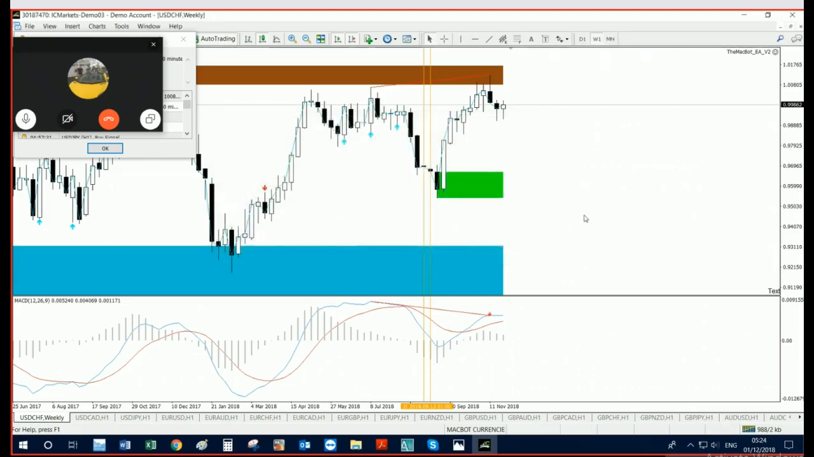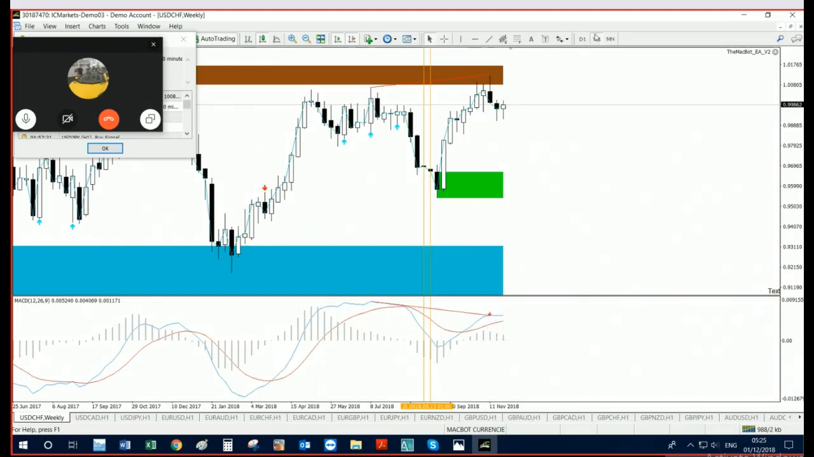Make sure at the top there's a smiley face. You don't need to do anything else. You just let the MacBot look for the signal and take it through off the frames. So the price is going to get there, and the MacBot will open a trade if the signal happens.